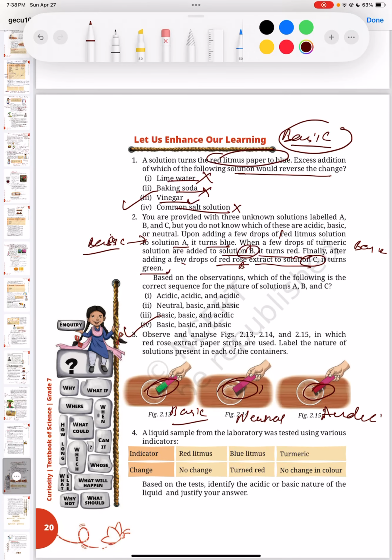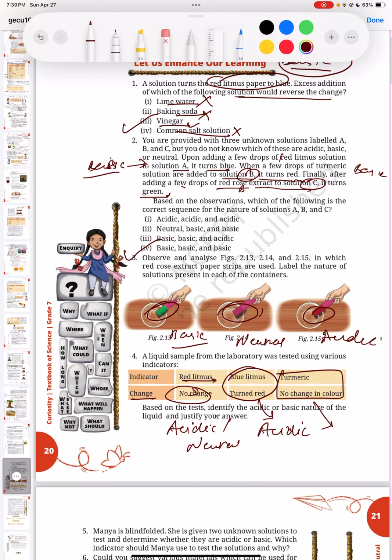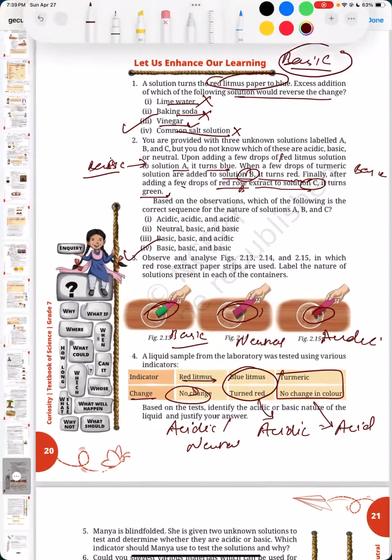Okay. So a liquid sample from a laboratory was tested using various indicators: red litmus, blue litmus, turmeric. So if it did not produce any change on red litmus, remember, in the very starting of the chapter, I taught you this, right? If it did not turn anything to red, then either it is acidic or it is neutral, right? And if it turned blue litmus to red, then it is acidic, definitely. If it did not produce any change in turmeric, then is it acid? Maybe, because remember that turmeric does not change color on both acids and neutral substances. Okay.